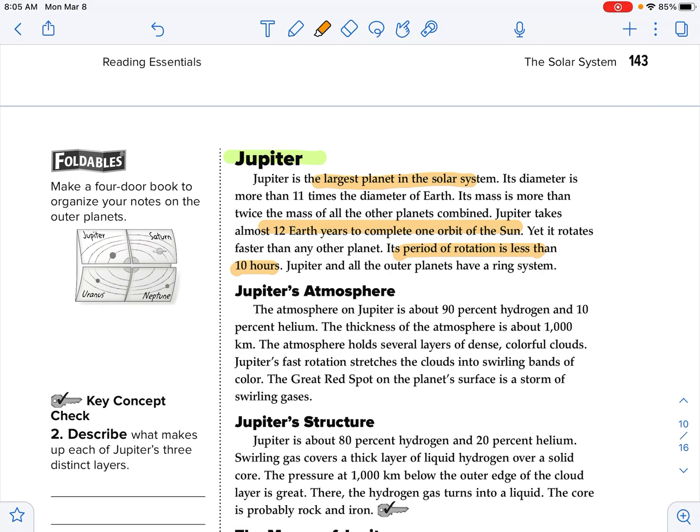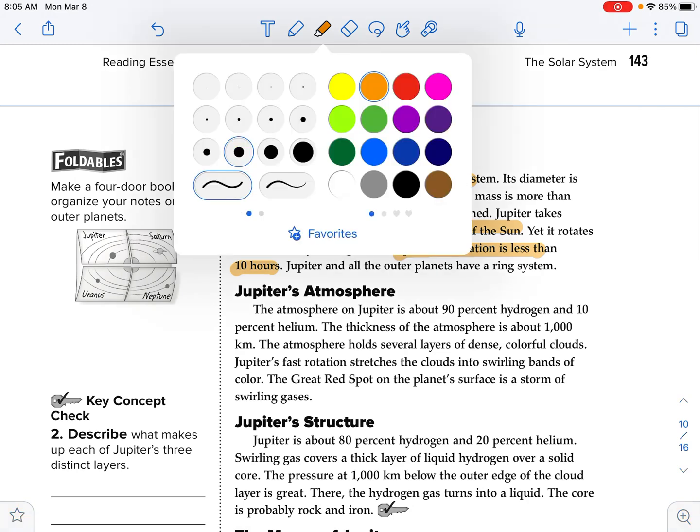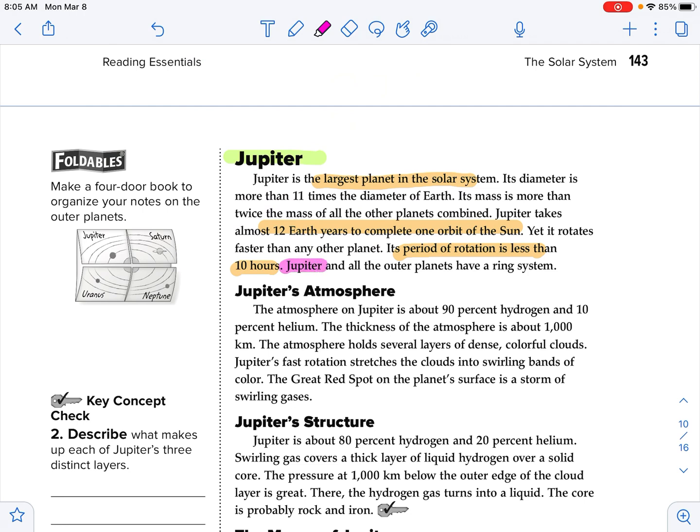Jupiter and all the other planets have a ring system. Let's go ahead and change that because that's going to apply to all of them. You're going to see that they all have moons and they all have rings. And so its year, once all the way around the sun, is 12 years, but its day is only 10 hours. That's pretty cool.